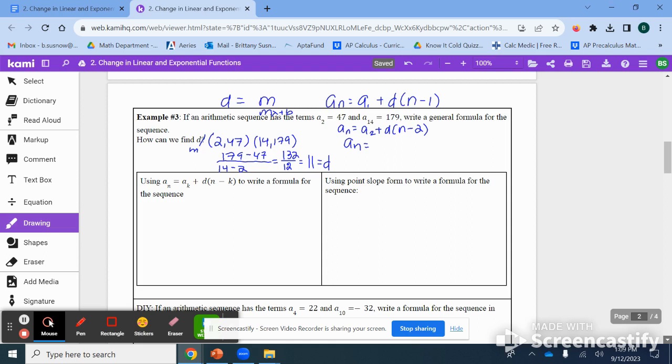Oh, you know what? I just realized this is all part of the same question. There's more space for you down here. Sorry. Here, I'll write it again over here. So we can say our second term, which is 47, plus our d, which is 11, times n minus 2.